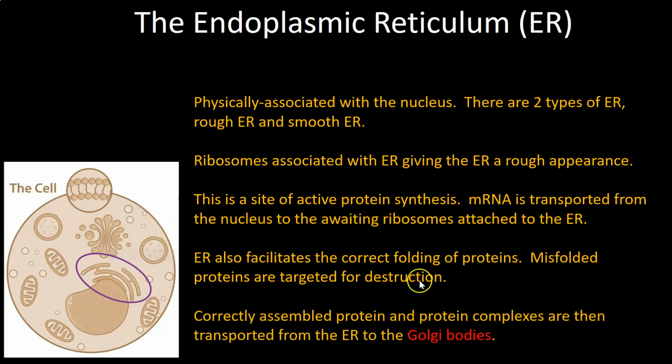Once the proteins are properly folded, they're correctly assembled in the endoplasmic reticulum. Once that's complete, these proteins, and sometimes they're protein complexes, in other words multiple proteins joined together, are then transported from the endoplasmic reticulum to the Golgi bodies, which is the next organelle that I wanted to talk about.